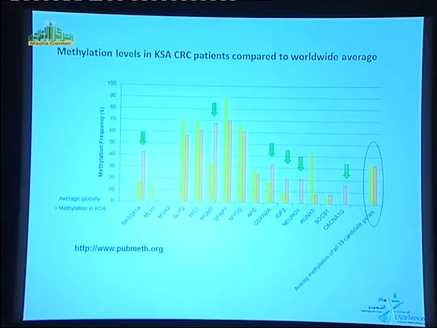The overall average methylation of our samples compared to the worldwide average of the same genes shows that some of the genes are hypermethylated in our samples compared to others, and others are hypermethylated worldwide, according to the PubMed.org database. But the overall methylation is almost the same between our samples and the worldwide samples.